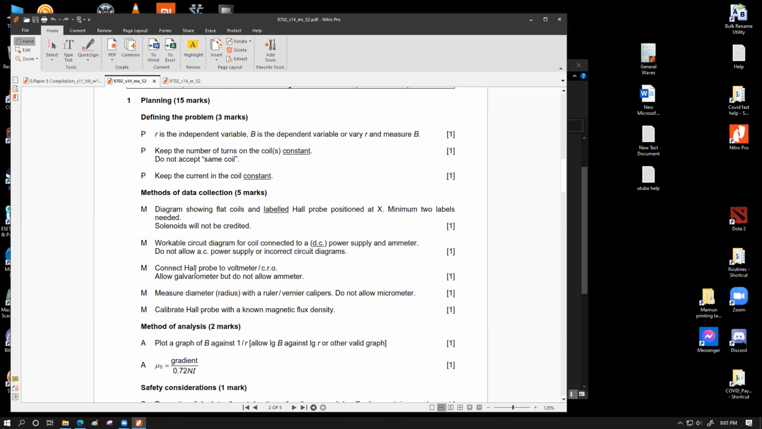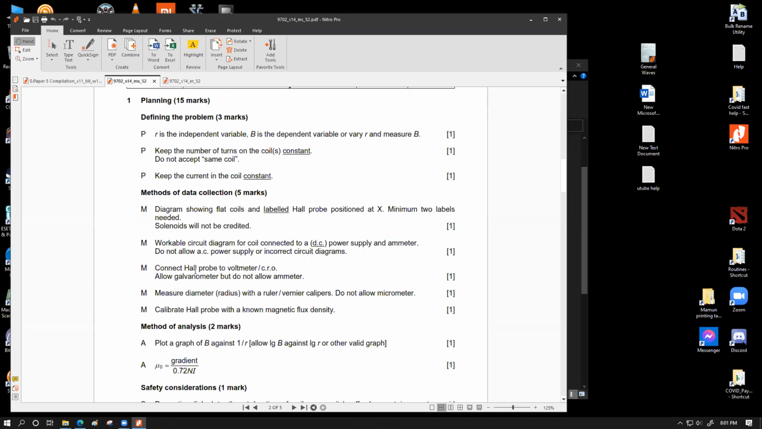In a known magnetic field, you find the voltage and draw a graph. From the graph, you interpolate and find the magnetic flux density. I do not disagree with the term that we have to calibrate the Hall probe with a known value of magnetic flux density, because essentially it's necessary for proper measurement of the variable that we're trying to measure.